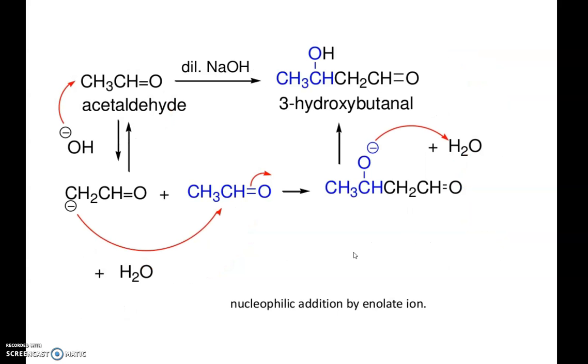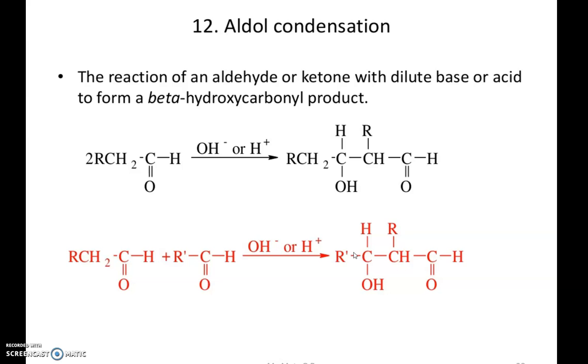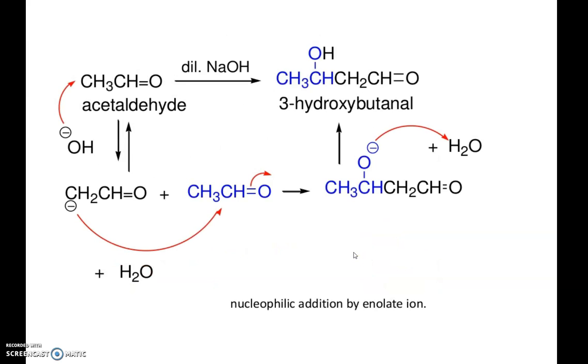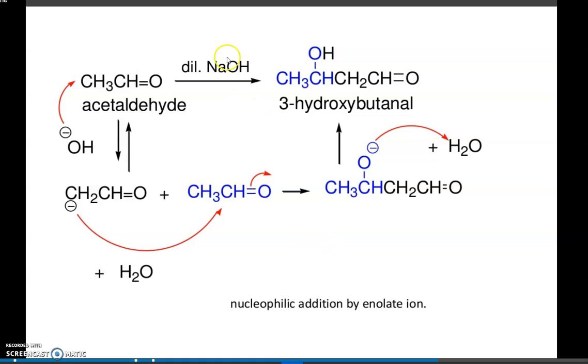Here you can see another example, similar to aldol condensation, that is nucleophilic addition reaction by enolate ion. This is known as enolate ion. Here you can see the OH minus, that is NaOH. This OH minus will attack the compound. One hydrogen from this will be absorbed by OH minus, so we'll get CH2 minus CH double bond O. So this is a step.